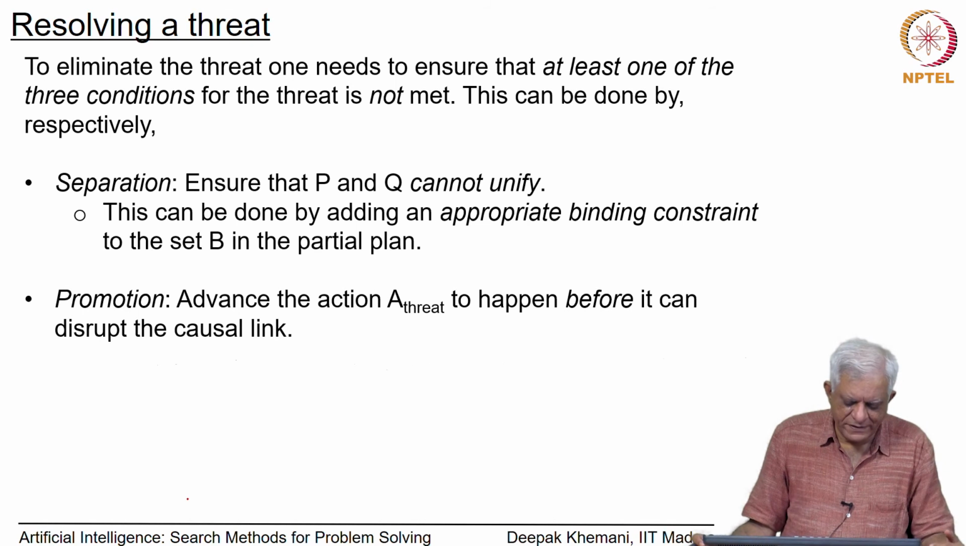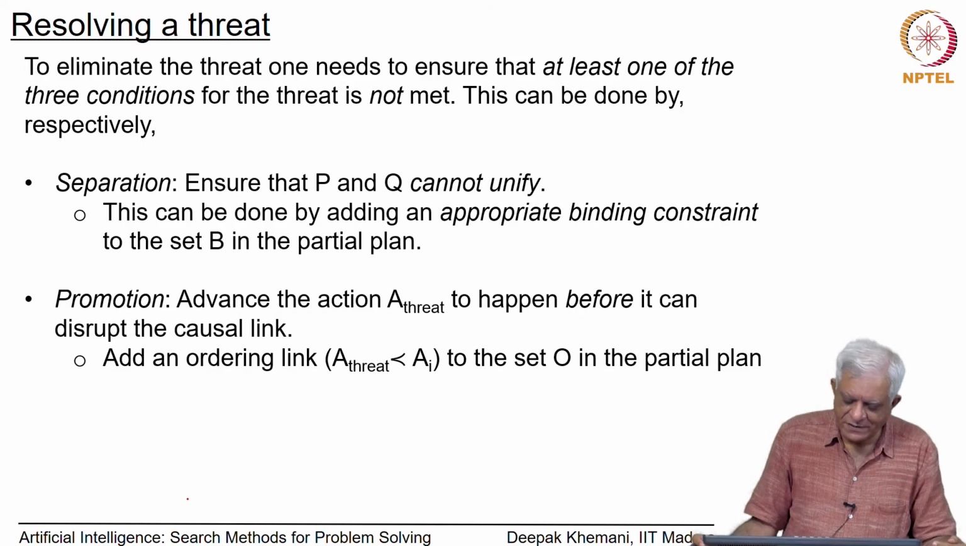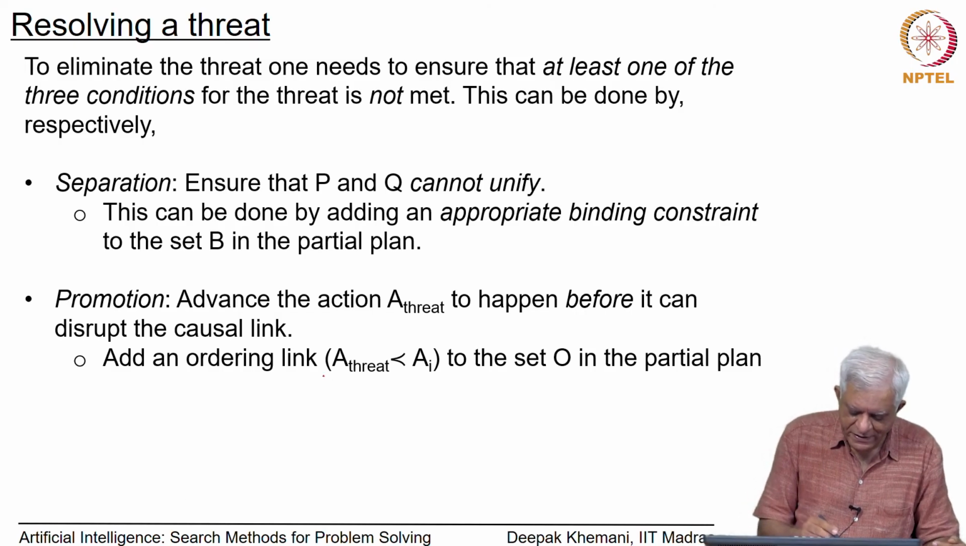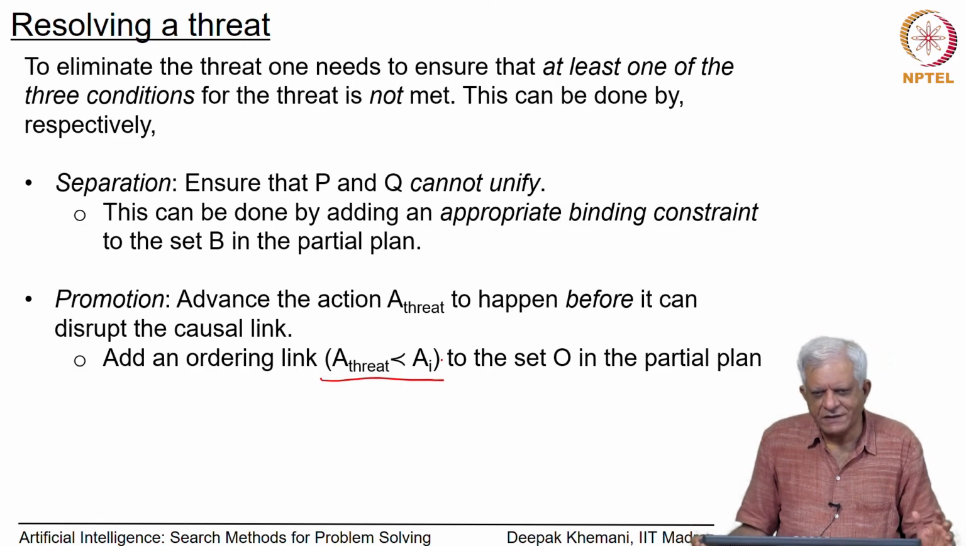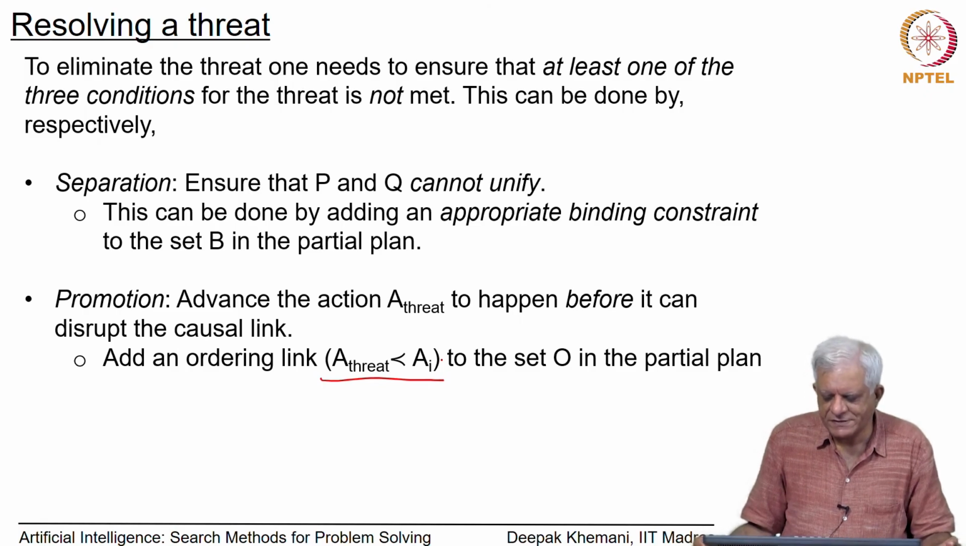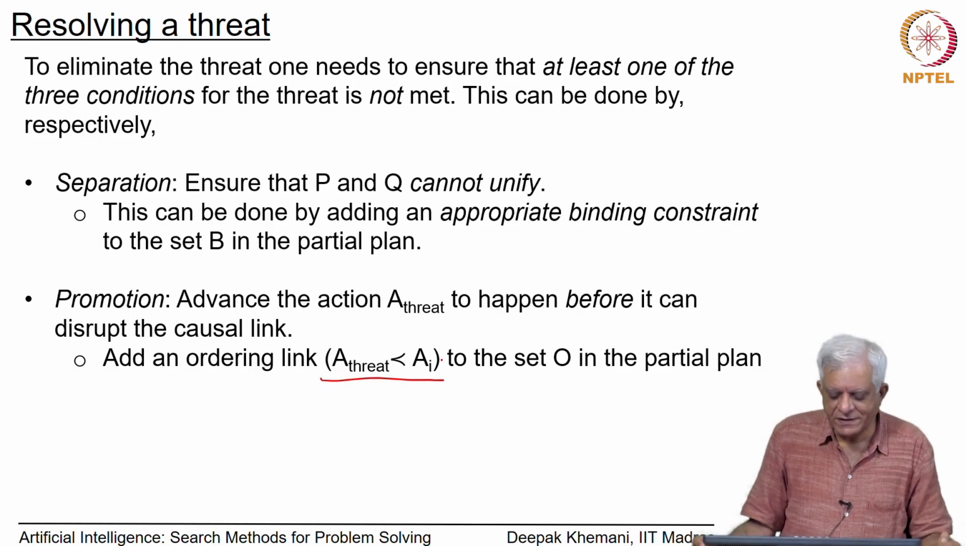Or we can move the action A threat to happen before it can disrupt the causal link, and we call this promotion. We advance the action A threat, and we do this by adding an ordering link which says that A threat must happen before AI to the set of the partial plan. So, you can see that essentially we are looking at this plan as an explicit representation, and we are manipulating that representation, and in that sense a partial plan is a first class object which we can manipulate.